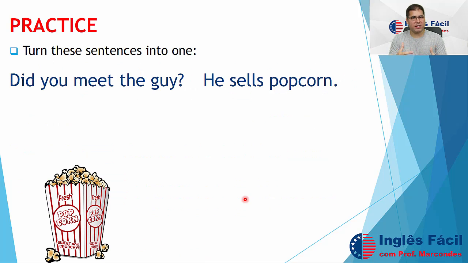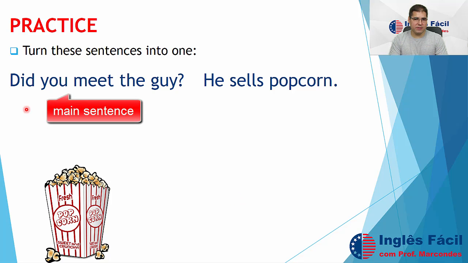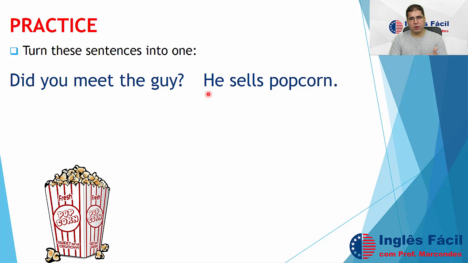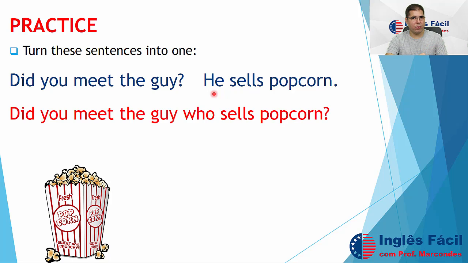So, the first exercise we are going to see is, let's try to turn these two sentences into one, okay? So let's try to create a relative clause. Now, the main sentence is, did you meet the guy? Which guy? So the guy, he sells popcorn. The guy sells popcorn. So now, how can I replace he? Remember, to make a relative clause, we can replace he either by that or by who, right? Because this is a person we're talking about. So, did you meet the guy who sells popcorn?